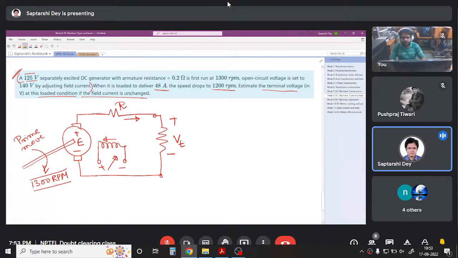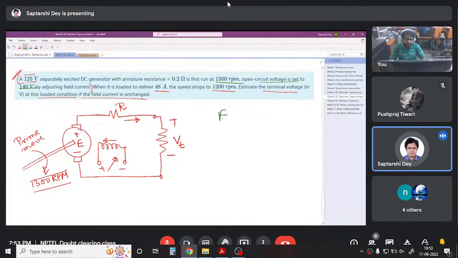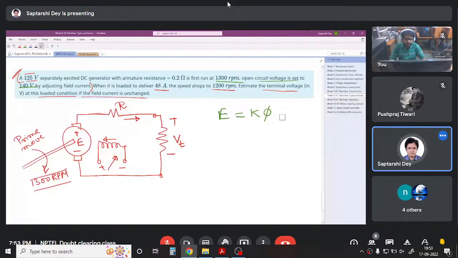Okay, so at 1300 RPM, the open circuit voltage was 140 volt. Open circuit means no load. So definitely this is the EMF E. Now we have seen that EMF E is K phi omega.